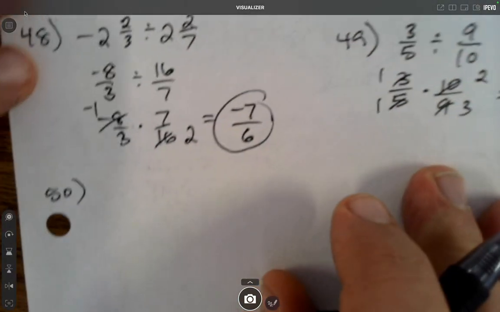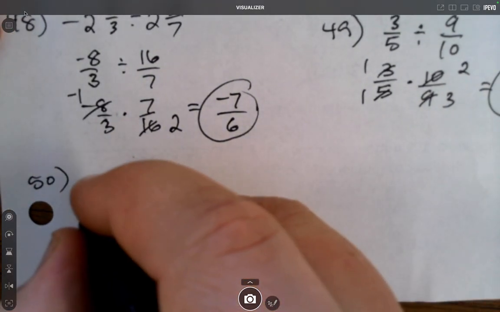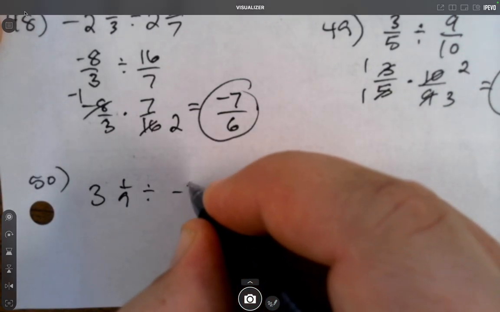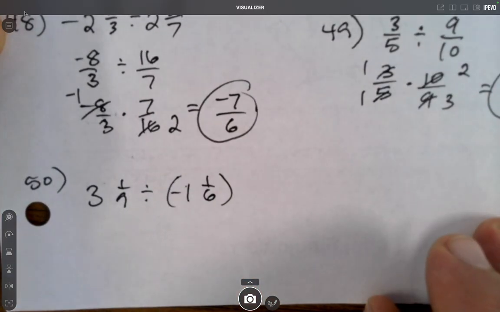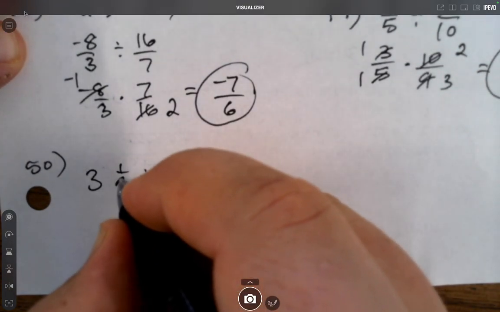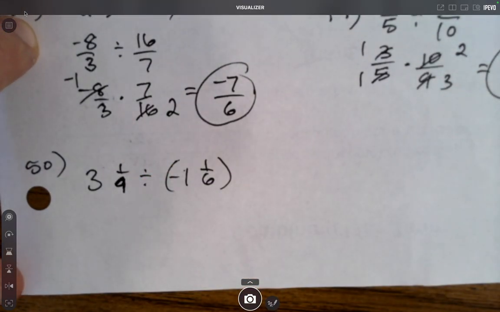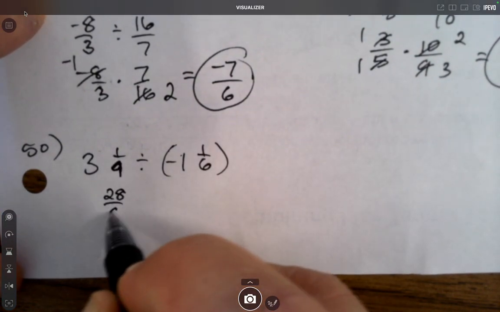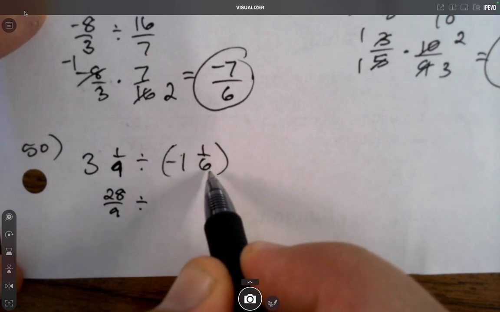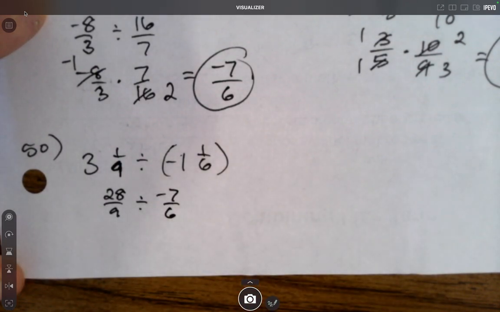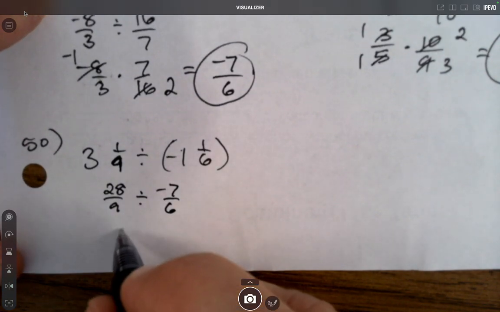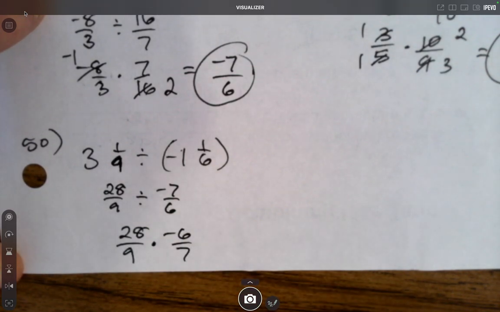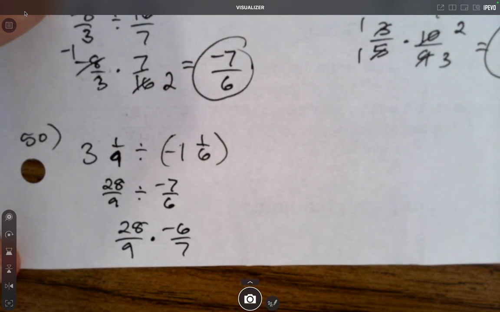50, 3 and 1/9 divided by negative 1 and 1/6. So our first step here is to convert them into improper fractions. 3 times 9 is 27, plus 1 is 28. 1 times 6 is 6, plus 1 is 7. Then to divide by a fraction, we have to multiply by its reciprocal, so we change to multiplication and flip the second fraction. And again on this one we have lots we can cancel out.